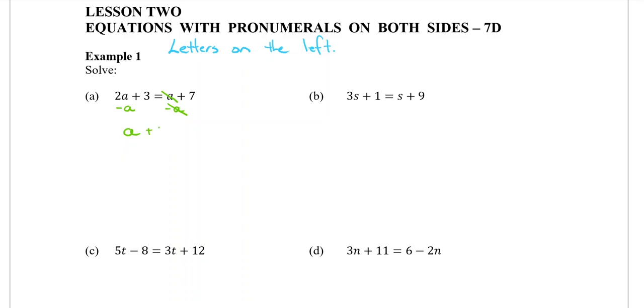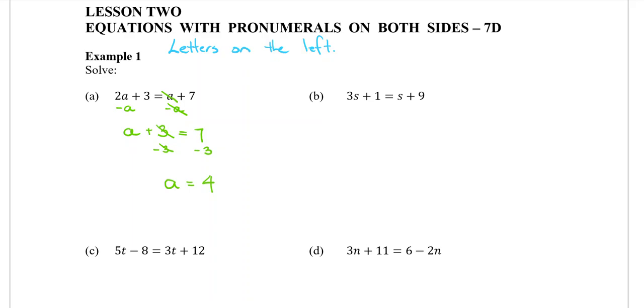Then I'm going to plus 3, and then that's equal to 7. Then all I need to do to finish this equation is to get rid of that plus 3. So the opposite is to minus 3. That will leave A equals 7 take away 3 is 4. Let's try that quite a few more times so that we get really, really good at it.